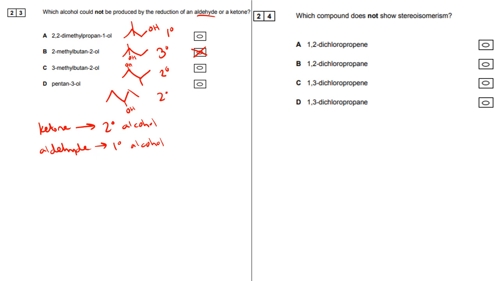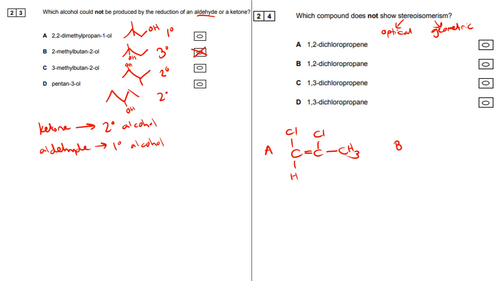Question 24. Which one does not show stereoisomerism? There are two types of stereoisomerism. You have optical isomerism, and you have geometric or E/Z isomerism. So first things first, let's draw out the molecules, work out what we have. So you have dichloropropene with 1, 2, so you've got chlorine on carbon 1, chlorine on carbon 2. That leaves us with an H there, that's for A.